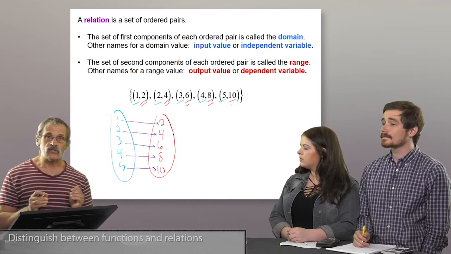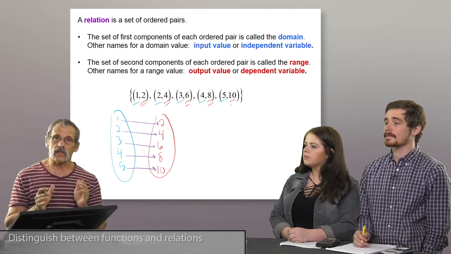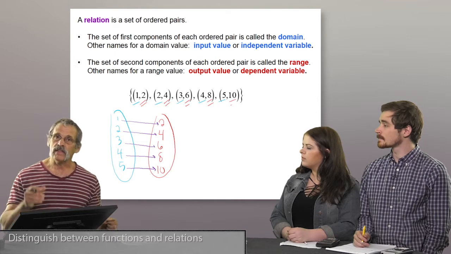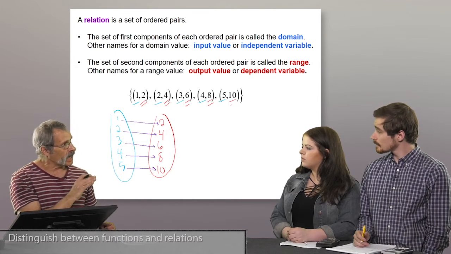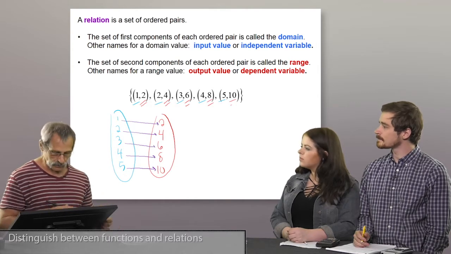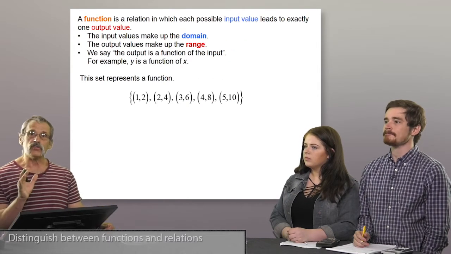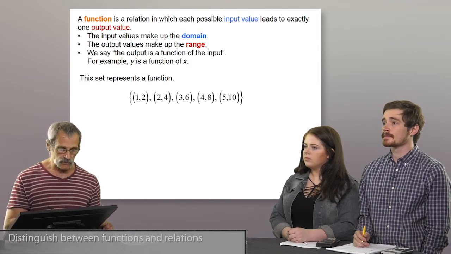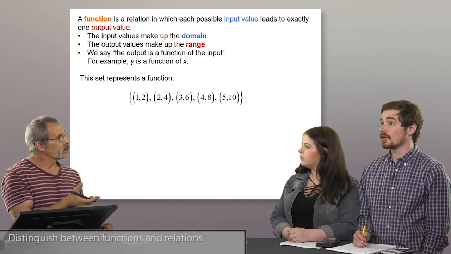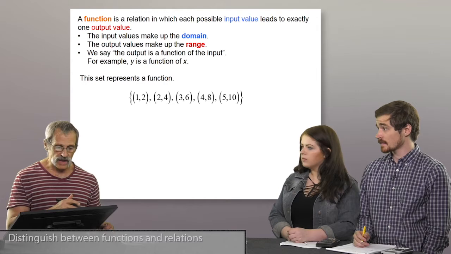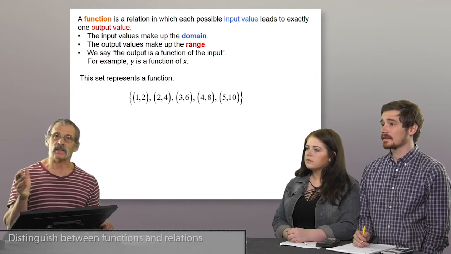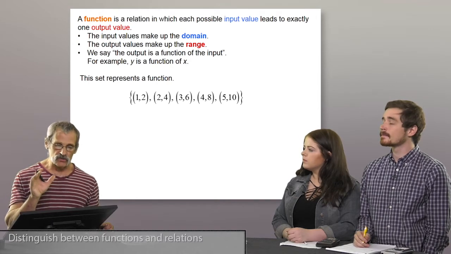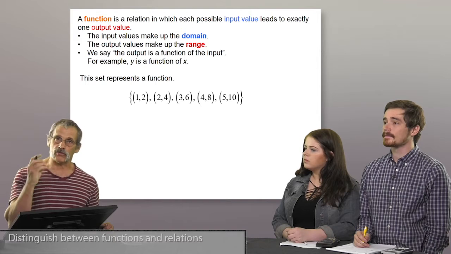Where my eye goes is to each of the input values. Are they sent to 1, not 2, not 3, but 1 output value? If they are, then this relation is a function. If they're not, the relation is not a function. So a function is a relation in which each input value is assigned exactly one output value. The input values are called the domain. Output values are called the range. We say the output is a function of the input, like y is a function of x. So this particular set does, in fact, represent a function.